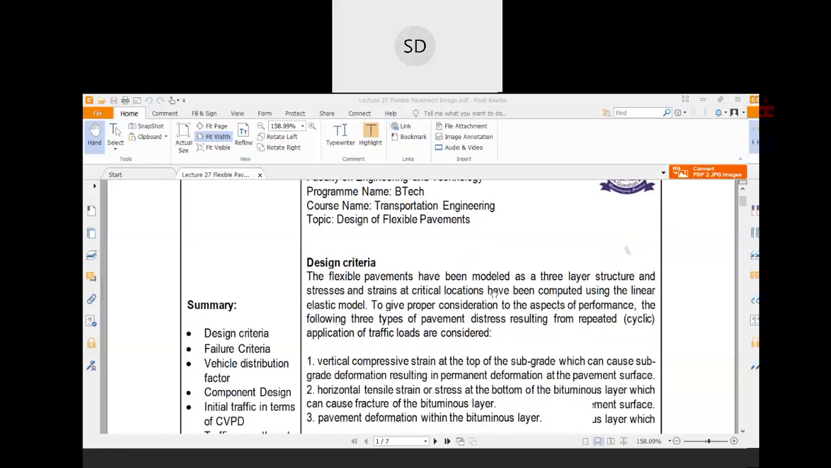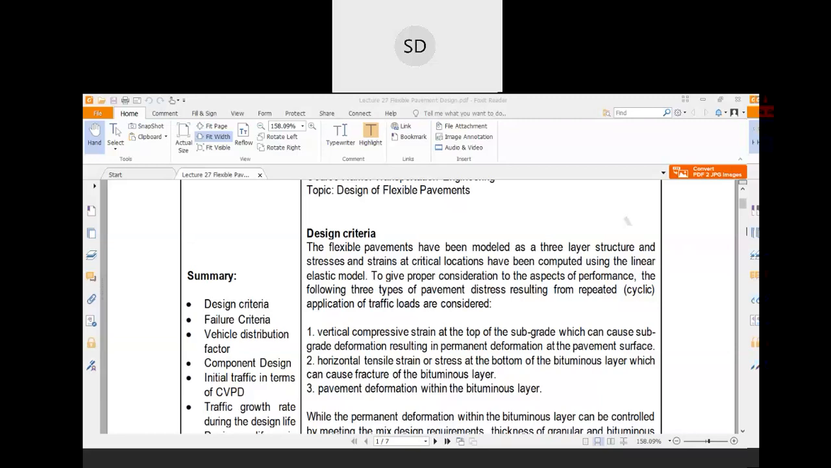flexible pavement design. Now, the flexible pavements have been modeled as a three-layer structure, and stresses and strain at critical locations have been computed using the linear elastic model. So basically, there are different types of layer in the flexible pavement, but whenever we design in a layered analysis, we will consider the flexible pavement as a three-layer system.